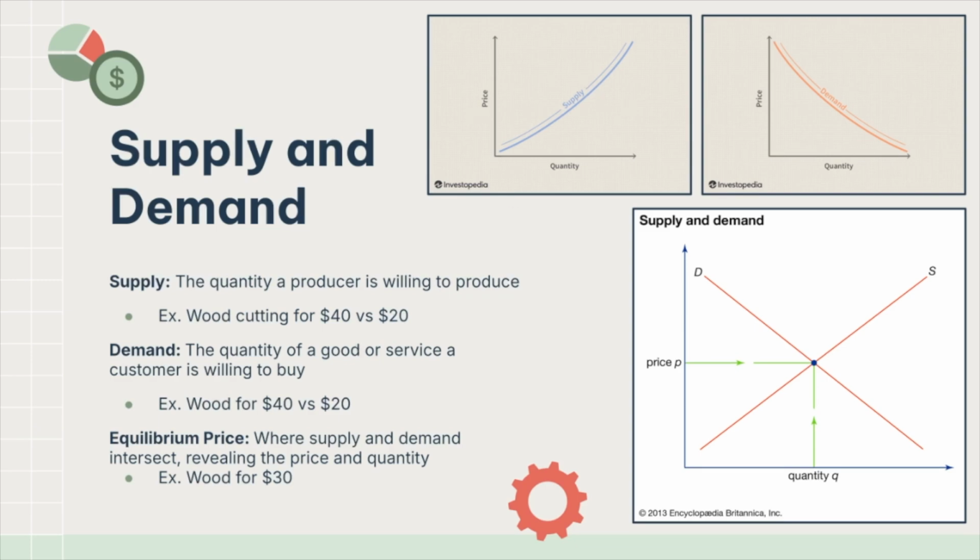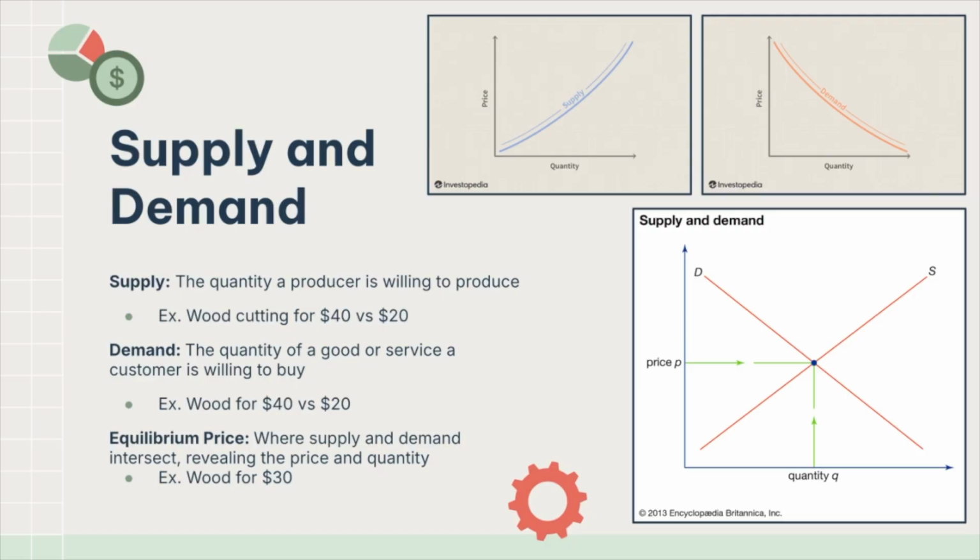The demand, on the other hand, is the quantity of goods or services a consumer is willing to buy. For example, when wood costs $40, a consumer might be willing to buy less, whereas when wood costs $20, consumers may be willing to buy more. As you can see in the graph over here, as the price decreases, the quantity that people are willing to buy increases as well.